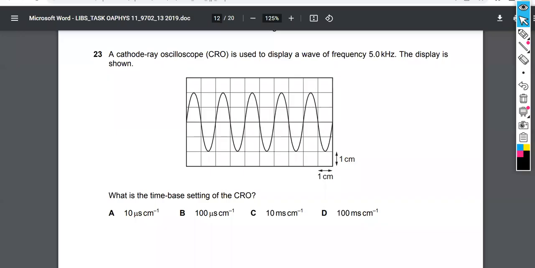In this worked example, we're looking at a cathode ray oscilloscope question, and it says that a cathode ray oscilloscope is used to display a wave of frequency 5 kilohertz. The display is shown. As soon as I know that the frequency is 5, and then kilo means 1,000, so 5,000 hertz, I want to calculate the time period. So 1 over the frequency is the time period. So what is 1 over 5,000?